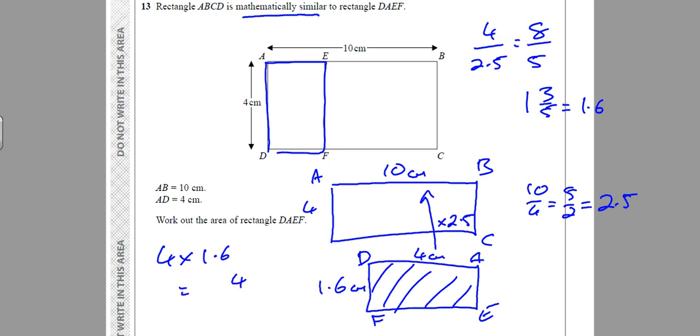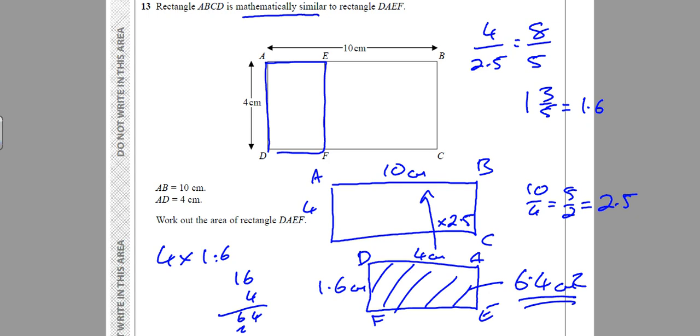So if we get rid of the decimal point and do 16 times by 4, 4 6s are 24. 4 1s are 4 plus 2 is going to be 6. That's going to be 64, but we need to have a decimal point in there, so it's going to be 6.4 centimeters squared. And that is the first half of the paper.